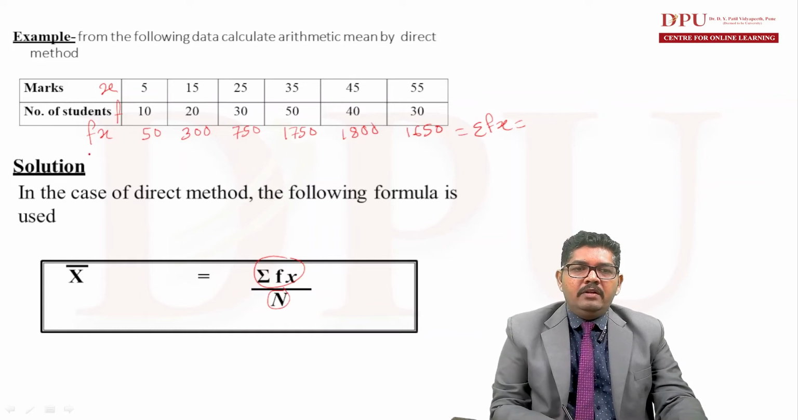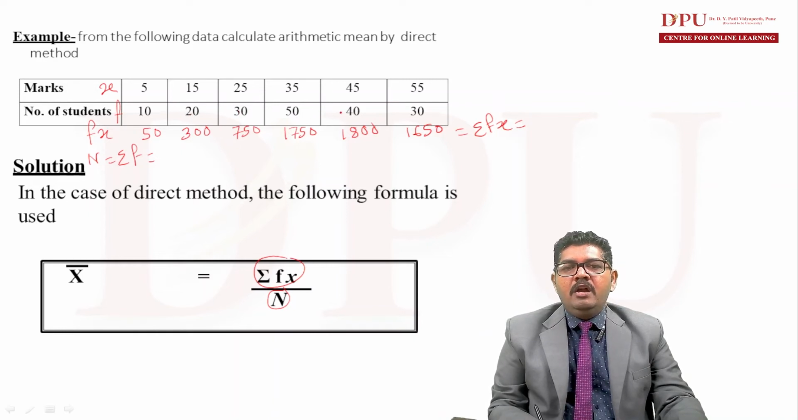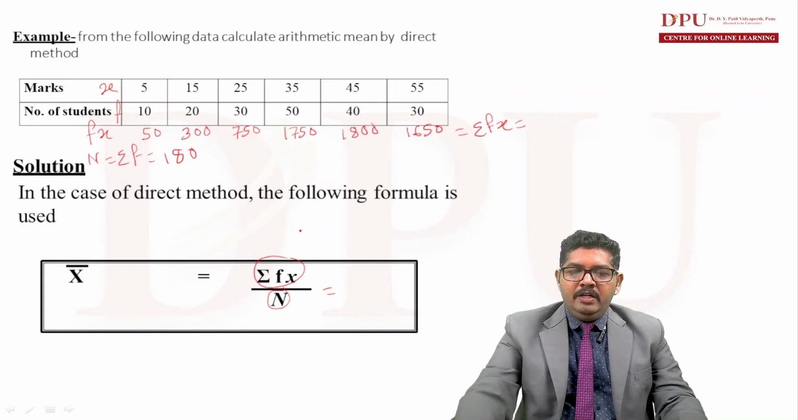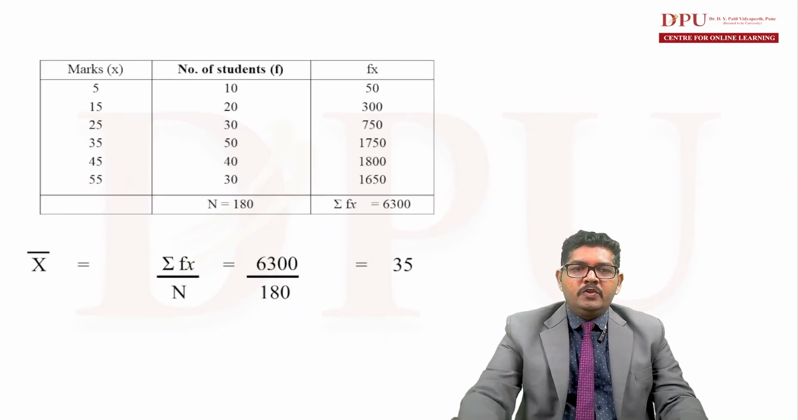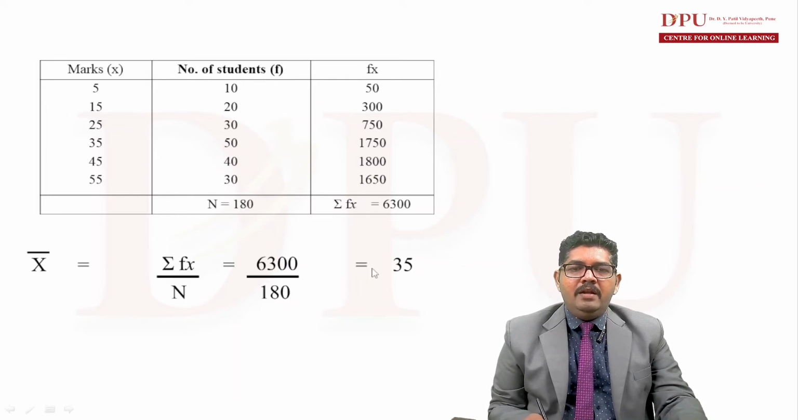So we know that n is equal to the summation of f for the frequency data. So 10 plus 20 is 30, 30 plus 30 is 60, 60 plus 50 is 110, 110 plus 40 is 150, 150 plus 30 is 180. So 180 is the addition of frequency, which is n. So this is how we can calculate the summation of fx, the addition of all these values, divided by 180. This must have been solved on the next slide. So here it is. Summation of fx is 6300 divided by 180, and this is equal to 35. So the arithmetic mean for discrete data, where the classes are not given, is 35.